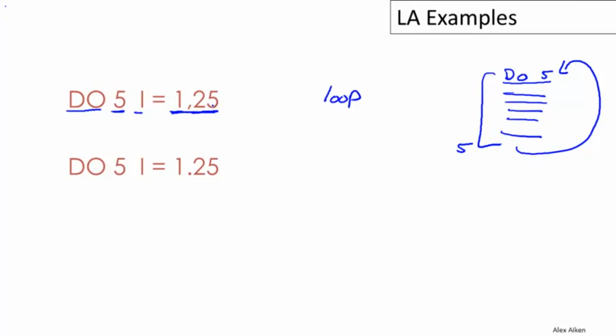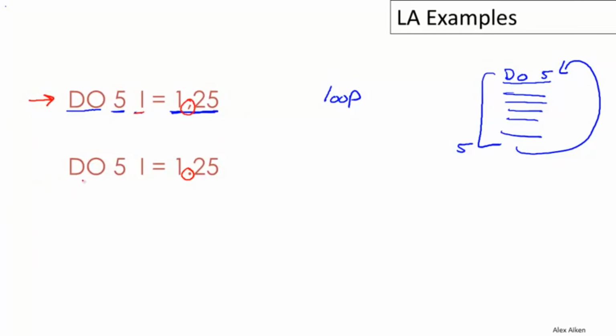Now here's another code fragment, and as you can see, this one is almost exactly the same as the one above. The only difference is that this particular fragment has a comma in that position, and this fragment has a period. And it turns out that this difference makes all the difference: these two fragments of code mean completely different things. The first one is in fact a do loop, as I said before. So it has the keyword do, the label 5, the variable I, and the range 1 to 25.